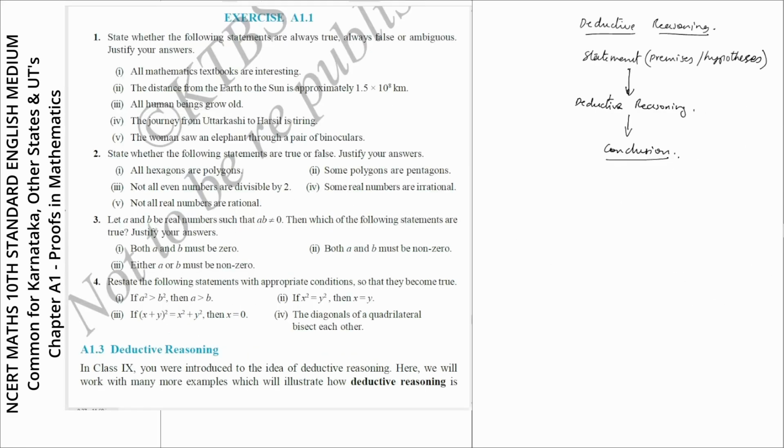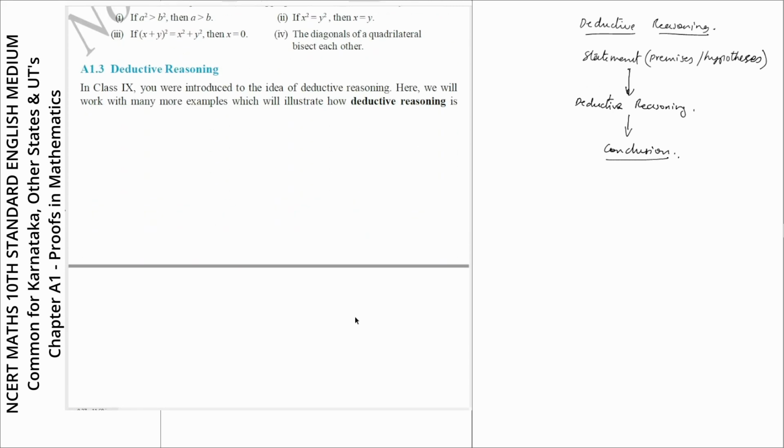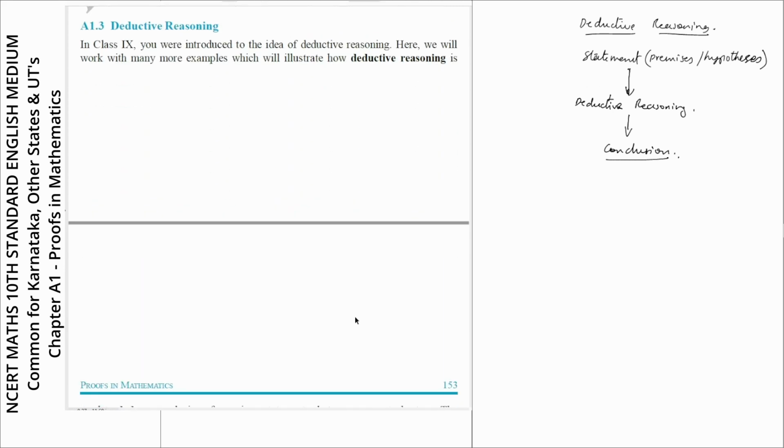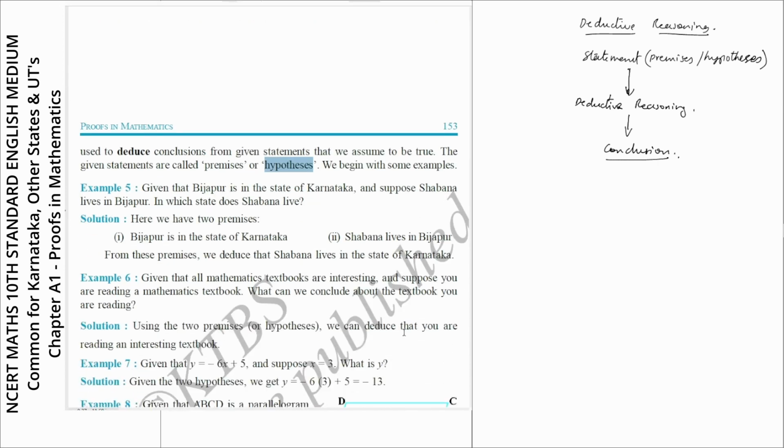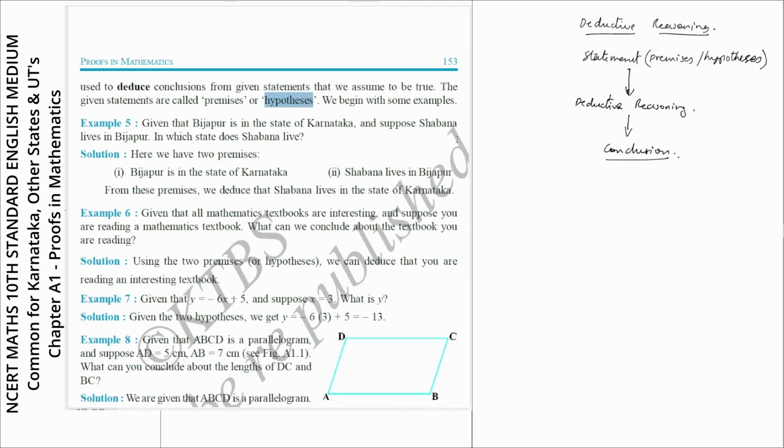The next topic in this chapter is deductive reasoning. So given a mathematical statement, we do proper reasoning on that statement and we come to a conclusion. Step by step we do reasoning and come to a conclusion, and that's why this is called deductive reasoning. Mathematical statements are also called premises or hypotheses.